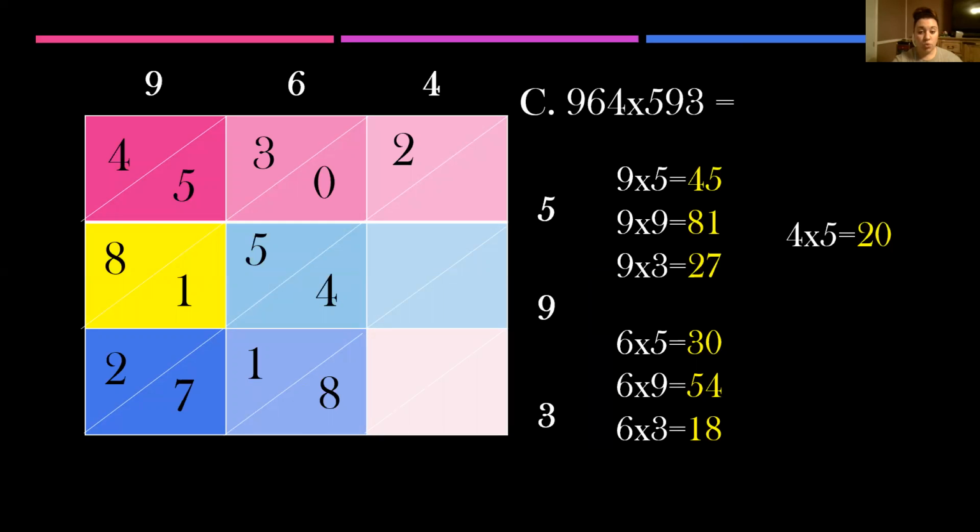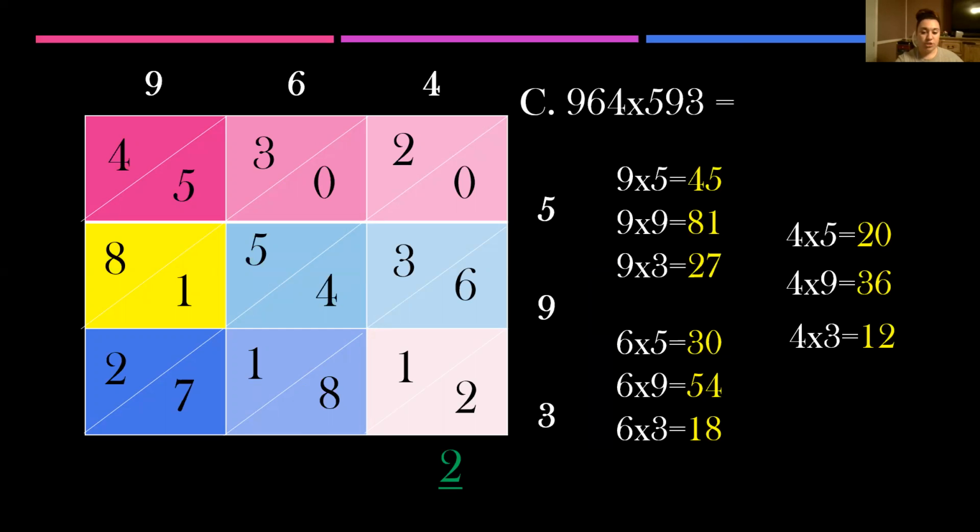4 times 5 is 20. 4 times 9 is 36. And then 4 times 3 is 12. So we'll keep our 2. We add our 8, our 1, and our 6, which is 15. We carry our 1. And then we add 7 plus 1, which is 8. And then we'll add our 1 and gives us 9, plus 3 is 12, and plus 4 is 16.